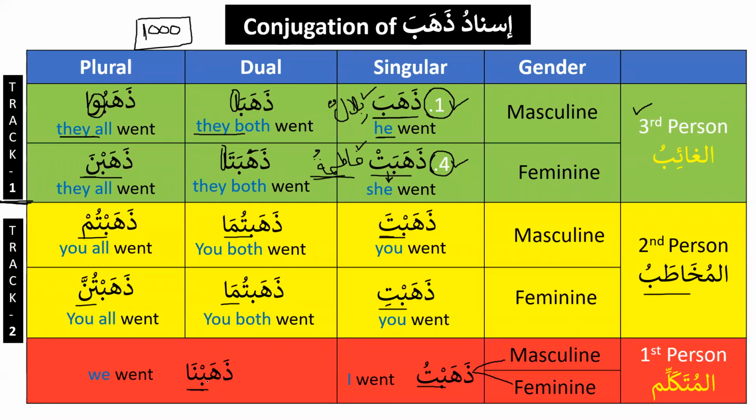So if you are able to memorize this conjugation, if you're able to write the conjugation of different verbs on the same pattern, for example, I give you jalasa, raja'a, and some other verbs, and if you keep this in front of you and try to write the conjugation on the same pattern, inshallah, you will see that your learning of Arabic will become easier, and also the verbs.